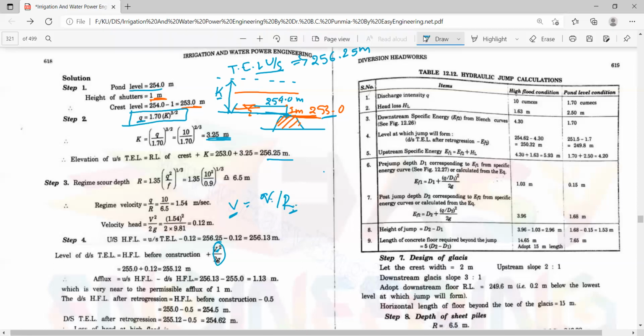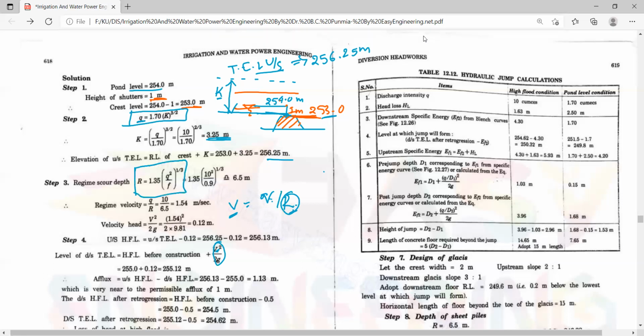Okay, that is the velocity formula. So Regime's scour depth is not there yet. For the calculation of Regime's scour depth, this will be the formula: R is equal to 1.35 (q squared by f) whole to the power of 1 by 3, where f is Regime's silt factor. From this, we are getting the R value.